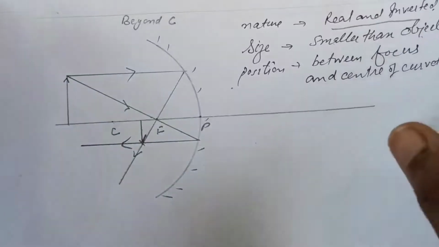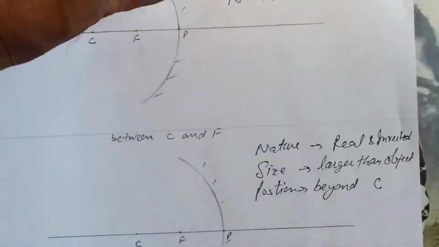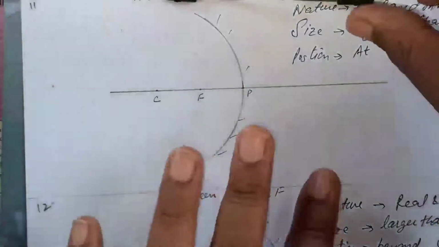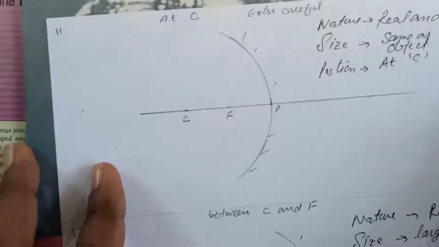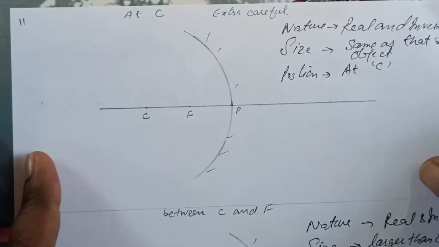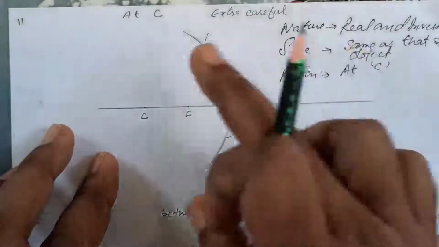So this is your second image, right? Now come to the third one. Third one is here. Now object is at C.